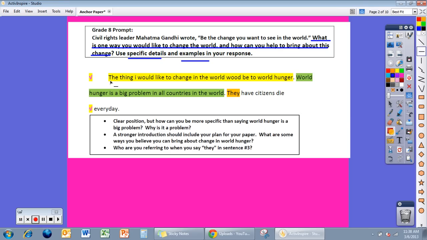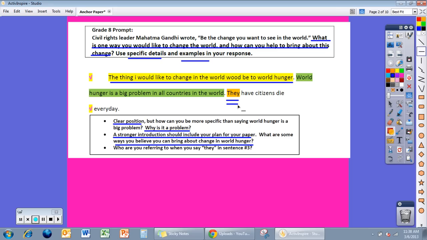So here is the thesis statement. The one thing this person wants to change is world hunger. Clear position, but how could you be more specific than saying world hunger is a big problem? Why is it a problem? And we also need a stronger introduction that would include your plan for the paper. What are ways that you believe you could bring about a change in the world?